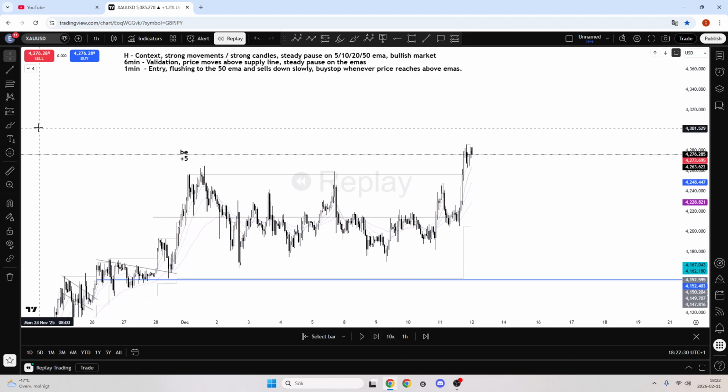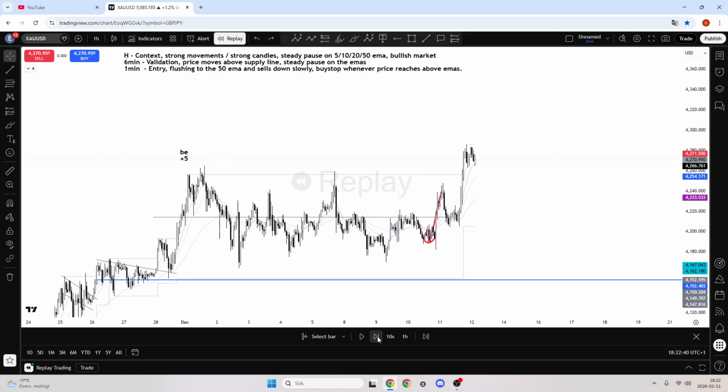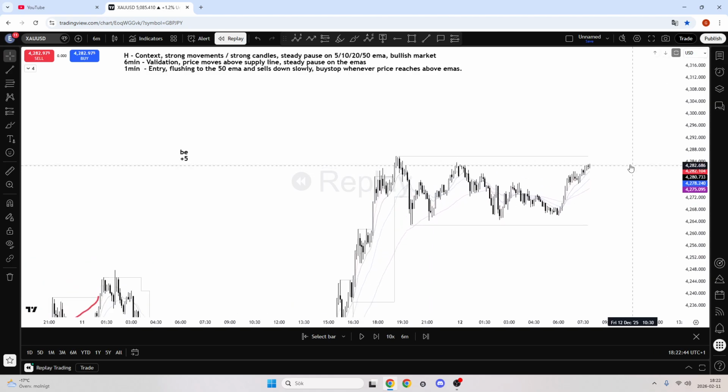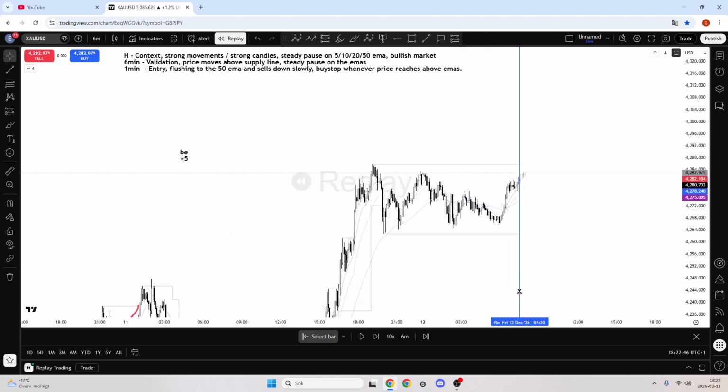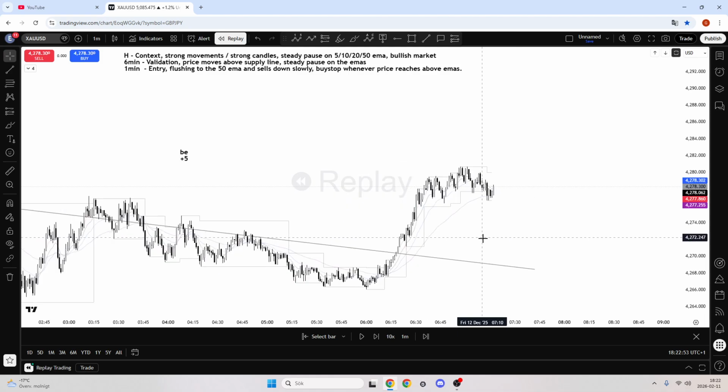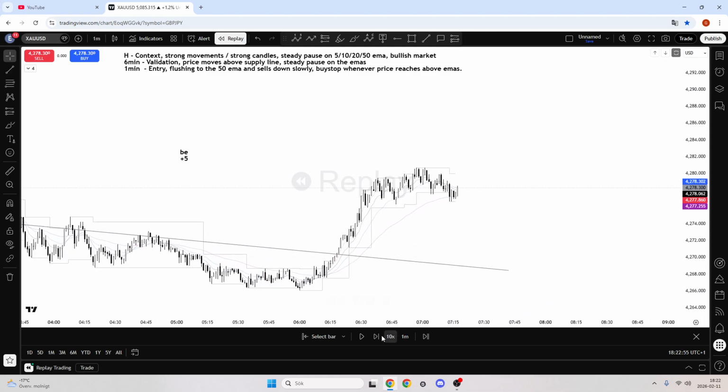So I kind of see this as a pause. Of course, the market shows strength, and we're pausing on the uprising 10, 20, 50 EMA. So let's see a little bit bigger pause right here. It's perfectly fine. So we had a defined supply line right there, and this market is pausing on the 50 MA. And you had simply a buy stop right there.